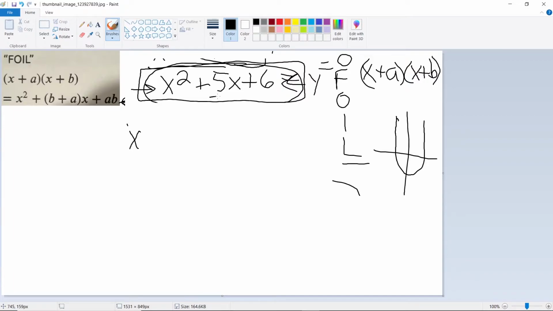Well, you look at 5 and you look at 6. You need numbers that multiply to 6 and add to 5. So let's think of some factors of 6, 2 and 3.